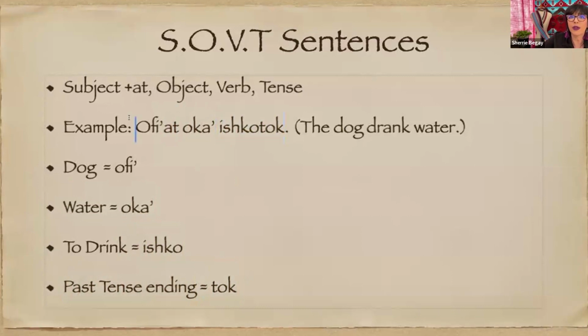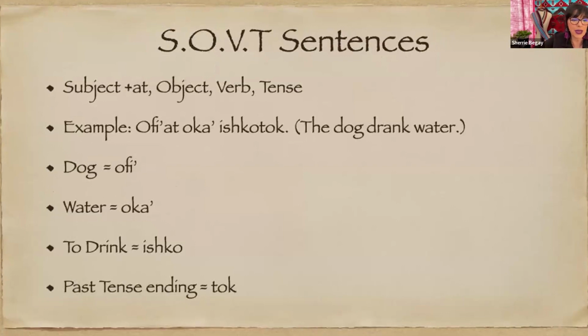So you can really just change this out. Put a different noun here, put a different noun here, put a different verb here, and you can make all kinds of sentences. So ofiat oka ishkotok, the dog drank the water. I hope you have fun with that and you'll look at a Chickasaw dictionary and try plugging in some nouns and verbs and making up your own sentences.